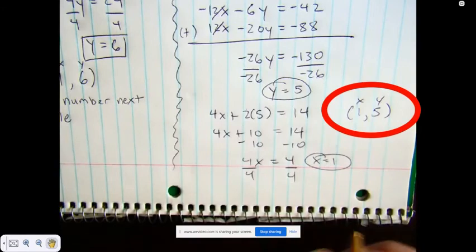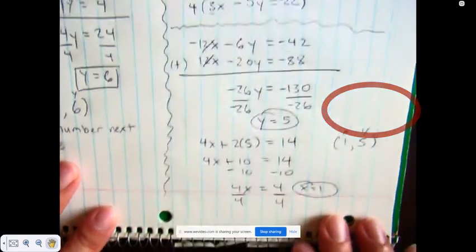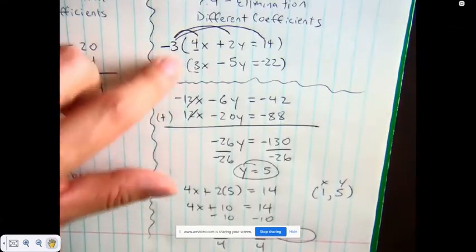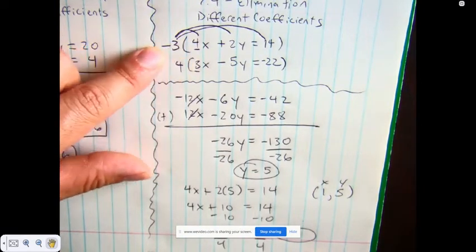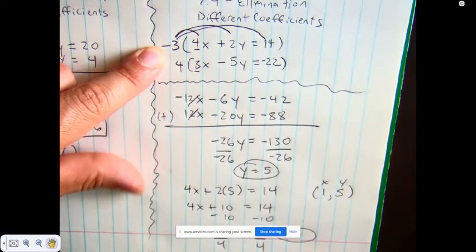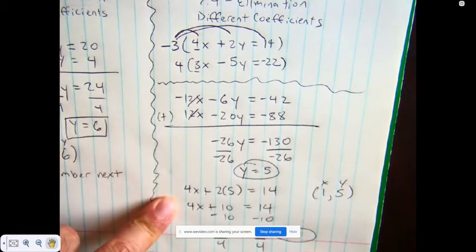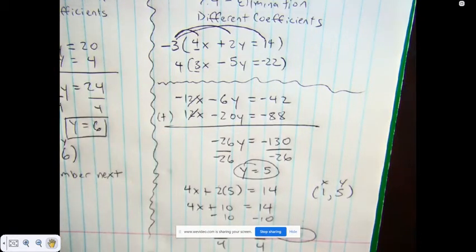So we've added in basically one extra step when you have the different coefficients, which means you have to always multiply by the opposite number. Make sure that one of them is negative in the end, because that is a big mistake that most people make. So let's move to a second example.